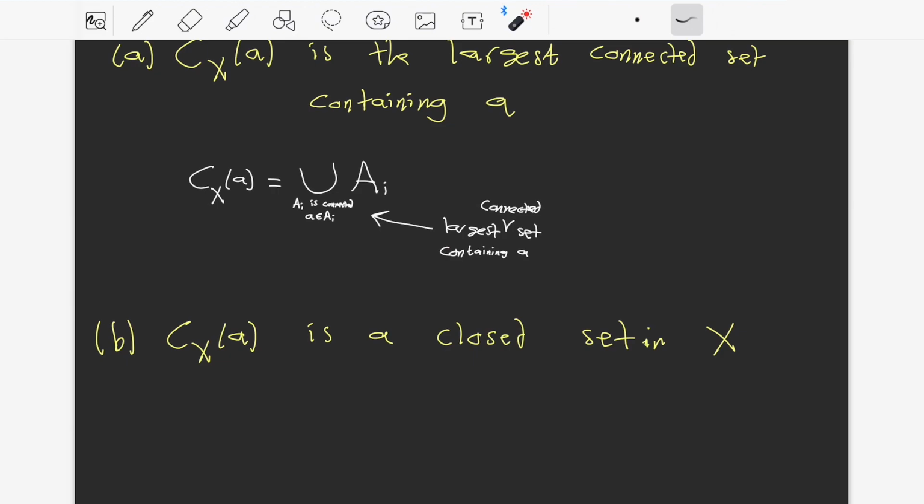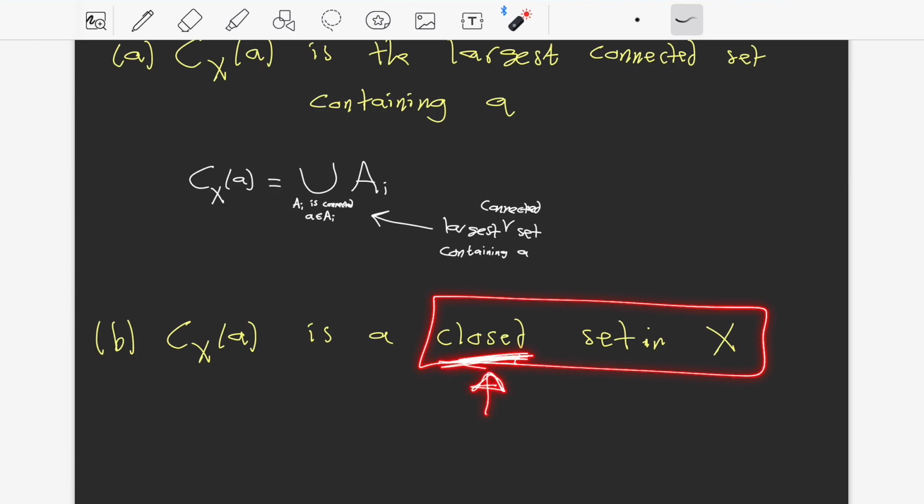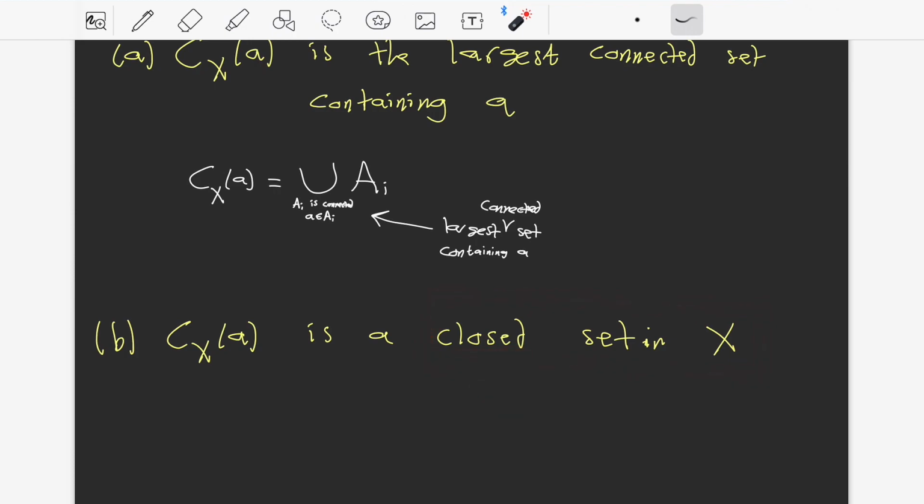Now let's look at the next information about the connected component. So now we know it is connected. We know it is the largest connected set containing A. And the third piece of information is even better: it is a closed set. It is connected and closed. That's a very good property for the connected components.